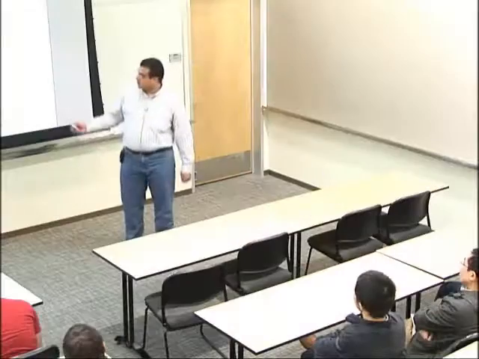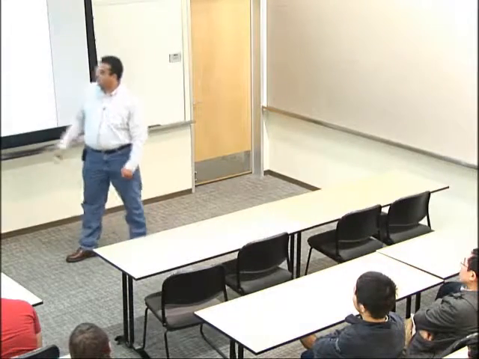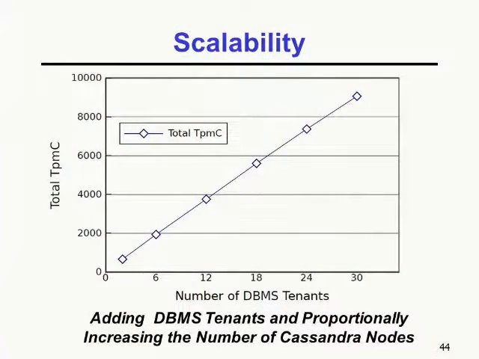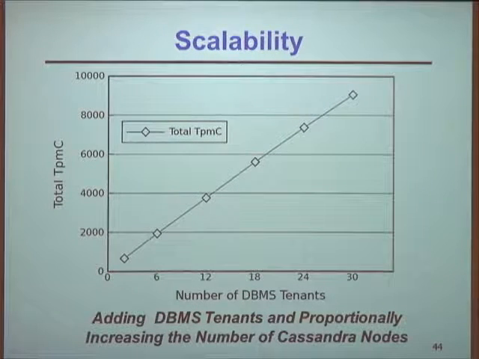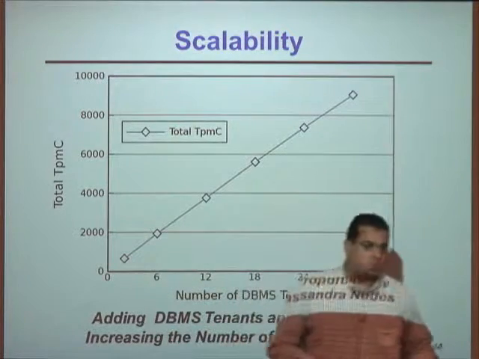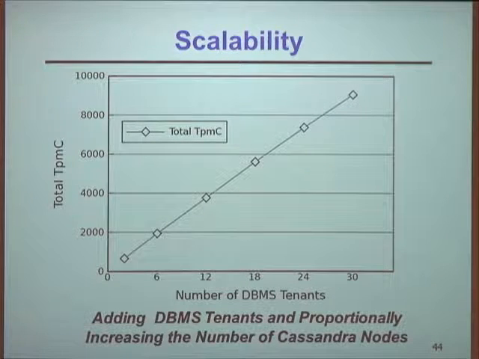I want to show you this. Basically, the message of this graph is that you get to use MySQL on top of Cassandra with the red performance instead of the yellow performance. Now, let's look at the goals we set out to achieve, which are scalability and availability. So do we get scalability? Here we are adding more and more database tenants. They're all running TPCC, independent database systems running independent copies of TPCC, and we're proportionately increasing the number of Cassandra nodes. We start with two tenants on one database system and three Cassandra nodes. Then we go to six tenants on nine Cassandra nodes and so on. What we get is a linear scale-up in the total TPMC across all of these tenants. So we can scale in the number of tenants.